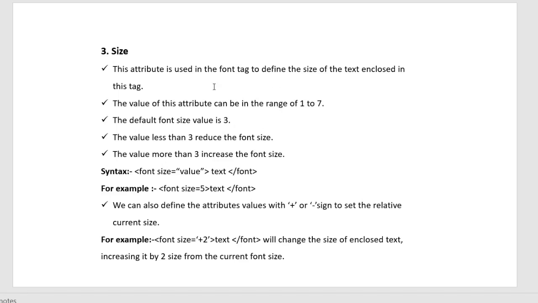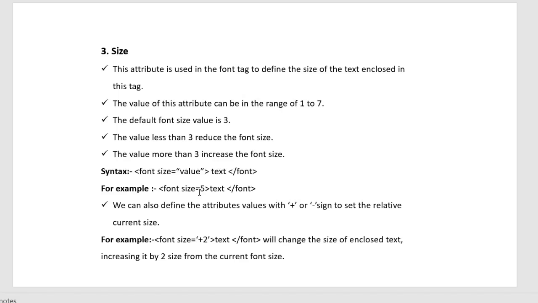But if you want to increase, then you can increase up to 7, and if you want to decrease, then you can use the minimum 1. The value less than 3 reduces the font size, and the value more than 3 increases the font size, and the default size is 3. For example, font size is equal to value, and here value means 1 2 3 4 5 6 7, and then write down the content, and then you can close the font tag. Here no need to write the value between the quotes. You can write directly, or otherwise you can write between the quotes also.